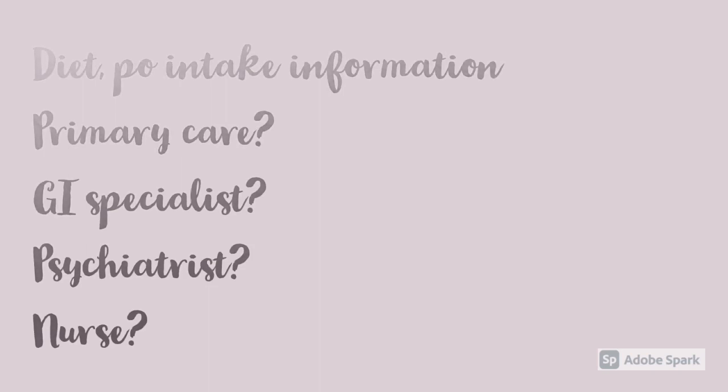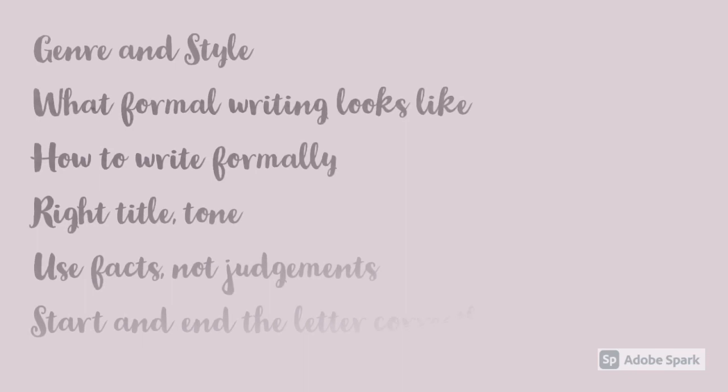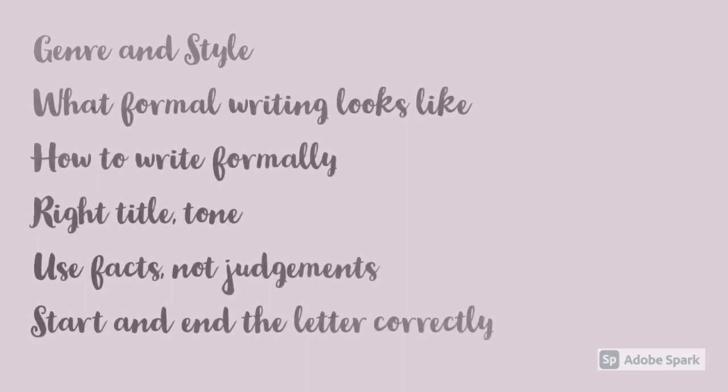What I'm trying to show here is that for different letters, the purpose is different. So you might leave out certain information because it's irrelevant. The fourth goal is genre and style. So you basically need to know what formal writing looks like and how to write formally. You have to have the right title, the right tone, use facts, not your own judgments, and then you need to start and end the letter correctly.